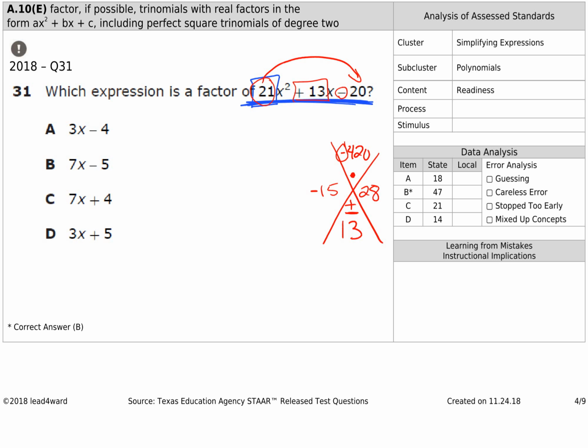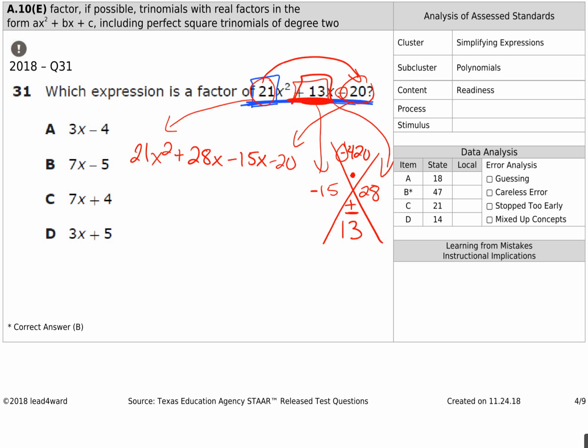Then we remember, as we write, we do 21x squared plus, and instead of doing this middle term, the 13x, that's what we just broke into parts, so it's 28x and minus 15x, and the order of those two does not matter at all. It could have been negative 15x and 28x, and then the last number stays like it is, negative 20. And this is called factoring by grouping, so we group the first two and the second two, and we try and factor out a common factor.